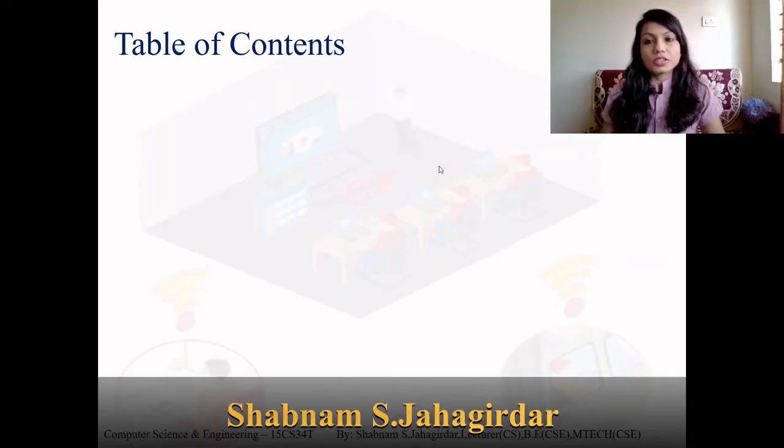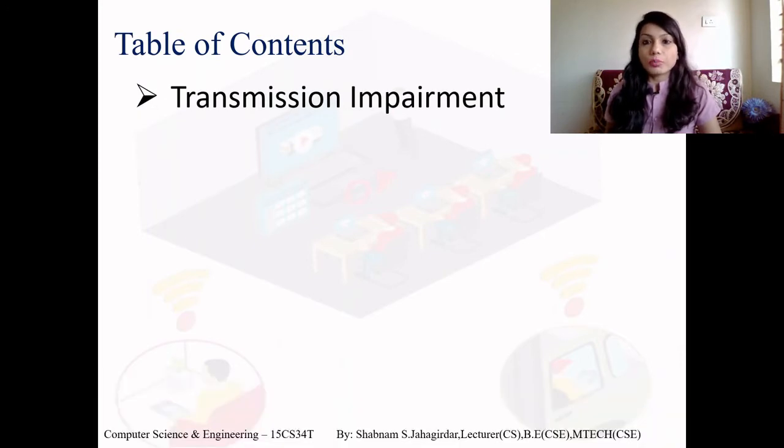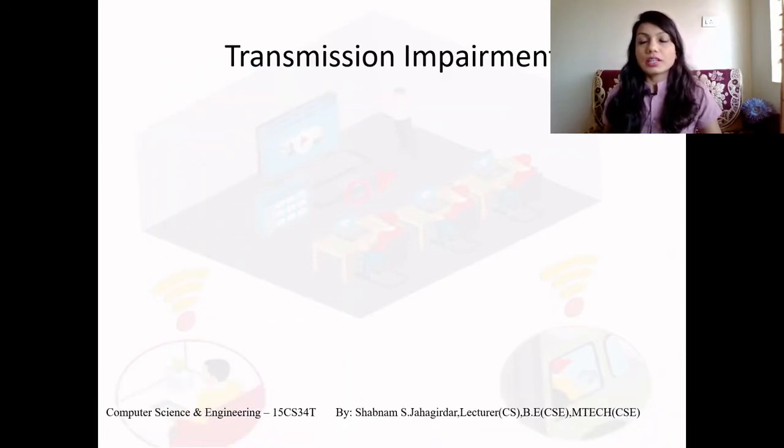Hello everyone. In this video, we'll be seeing about transmission impairment as well as performance of a network. That is, transmission impairment is nothing but, while transmitting the signal, what are the noises or what are the things that affect the signal. And one more thing is performance, that is, how to measure the performance of a computer network. So these are the content, that is transmission impairment and performance. So let's see what is transmission impairment.